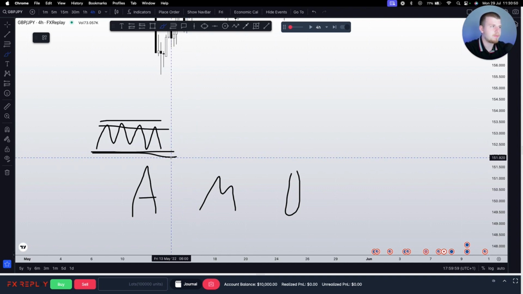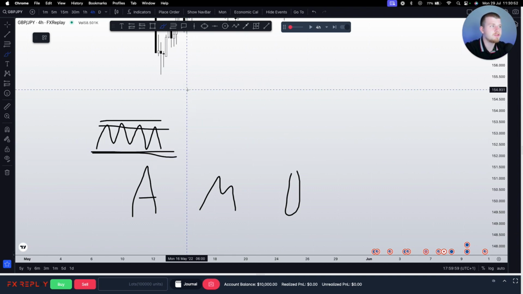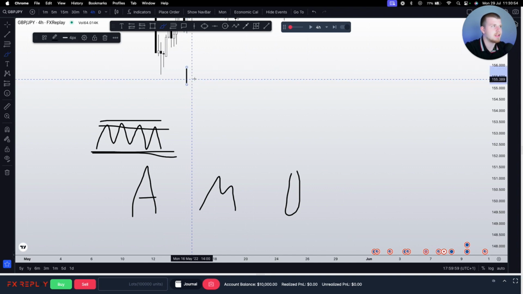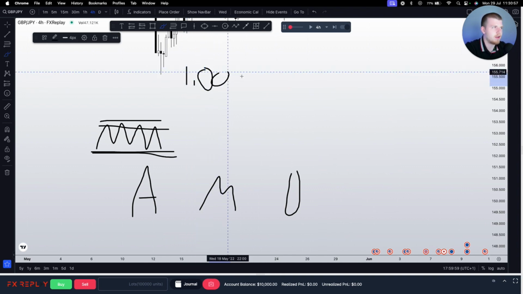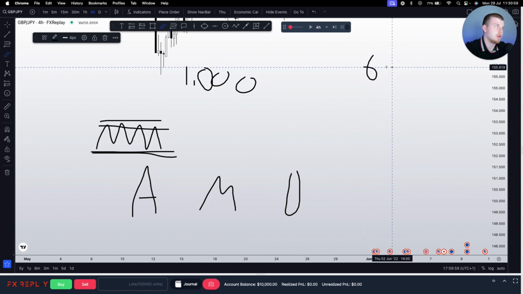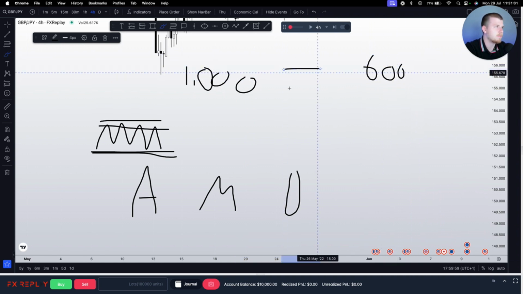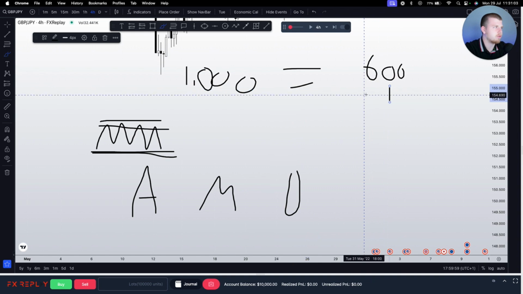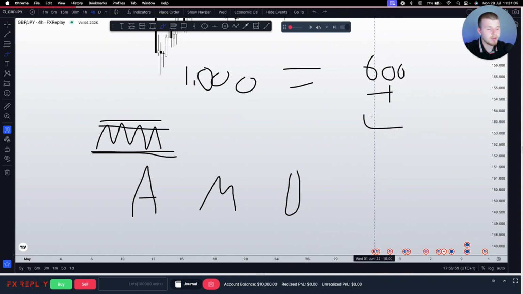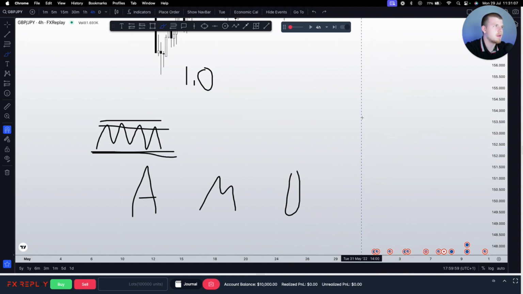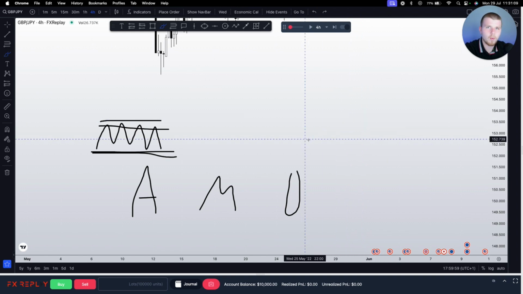So what happens here? As we've just discussed with liquidity, there might be institutional traders wanting to trade 1,000 lots, but there are only like 600 lots available. So how do they make this extra 400? What they do is, as we've discussed, you should know this now, what do they do? They target one side of liquidity.